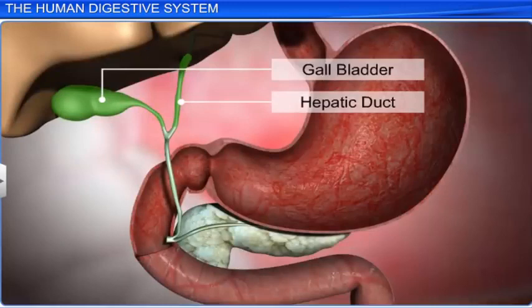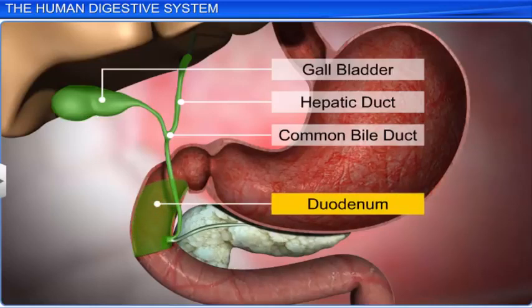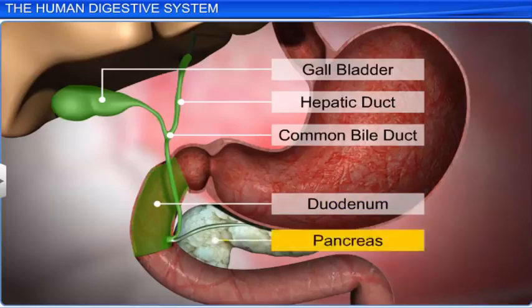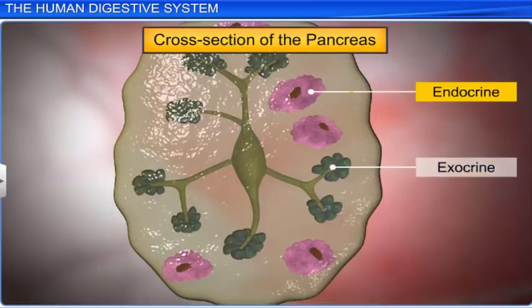A duct emerging from the gallbladder, along with the hepatic duct from the liver, forms the common bile duct, whose main function is to conduct the bile stored in the gallbladder into the duodenum. Apart from the liver, the digestive glands also include the pancreas. Situated in the duodenum, the pancreas is a compound and elongated organ consisting of exocrine and endocrine parts.